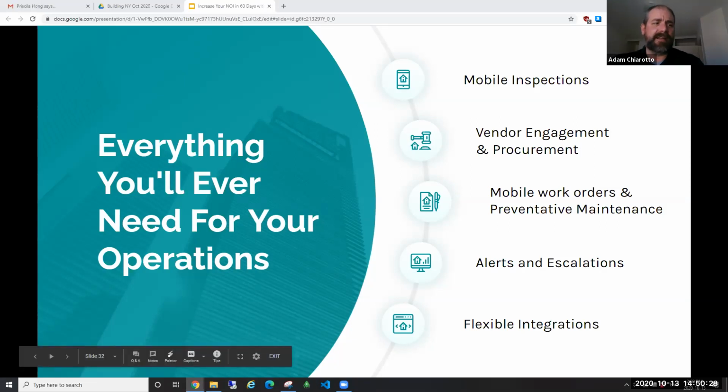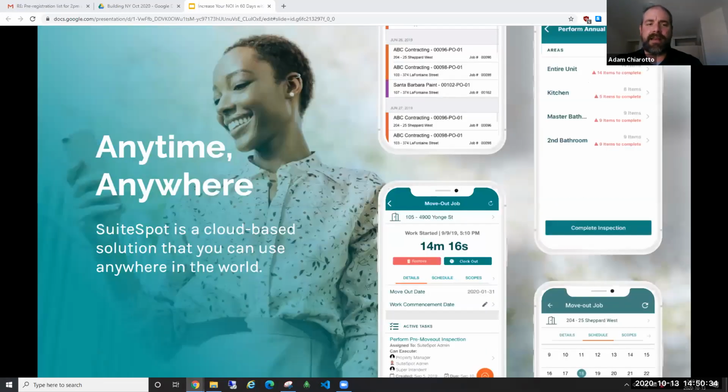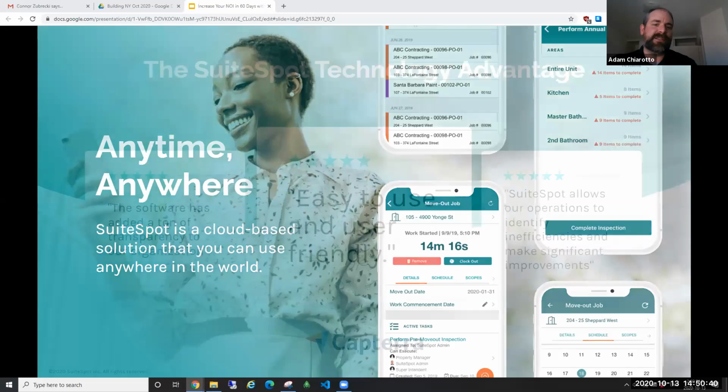So it's very easy for everybody to get themselves up and running with SuiteSpot and basically get all of their benefits. You get anytime, anywhere access, as long as you've got a mobile phone or an internet connection. You can access absolutely everything within SuiteSpot.